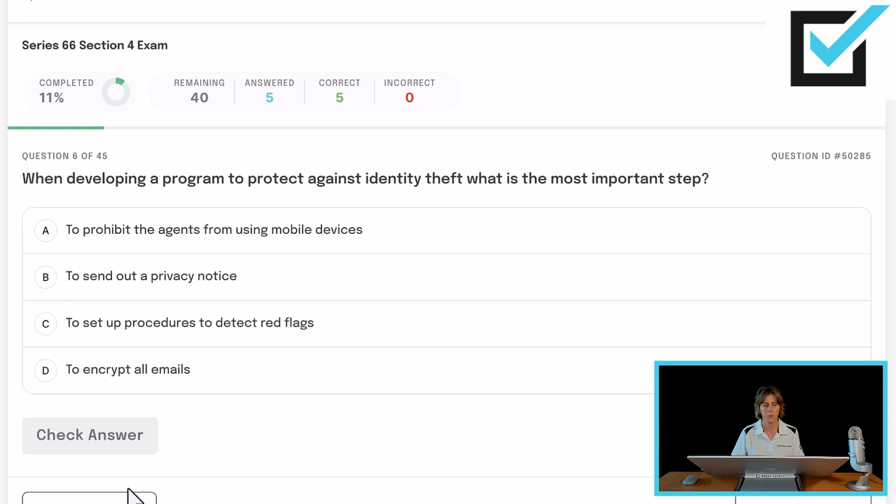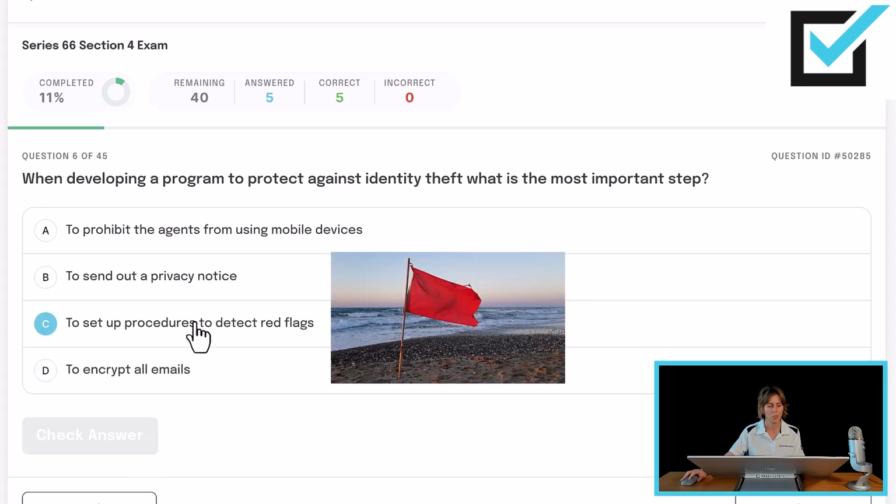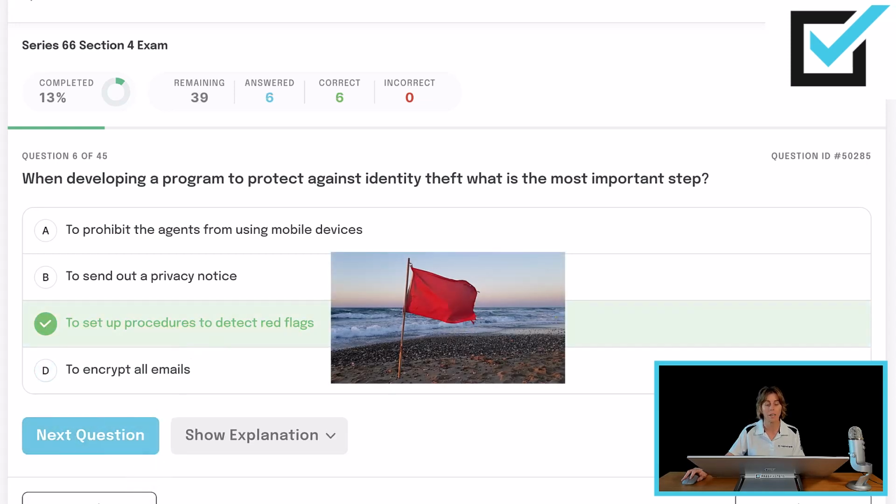When developing a program to protect against identity theft, which is the most important step: to prohibit the agents from using mobile devices, to send out a privacy notice, to set up procedures to detect red flags, or to encrypt all emails? So what would be the most logical, important step here? So to protect against identity theft, I'd want the broker-dealer, the investment advisor, to have procedures set up to detect red flags.